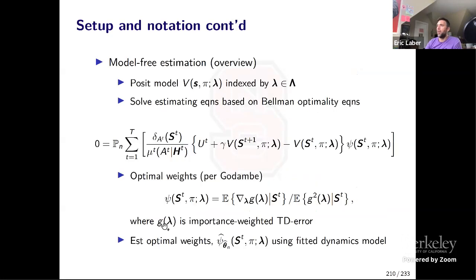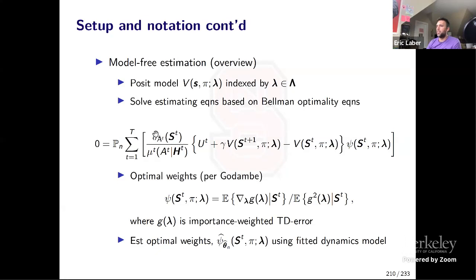Okay. In terms of model-free estimation, here we're going to look at the value function. So we'll posit some kind of model for the value that's indexed by some parameter, say lambda. So that's a vector of parameters. And so for every pi, you would have a different lambda. And we solve estimating equations based on the Bellman optimality equation. So here, 0 is equal to the empirical expectation of the sum from t equals 1 to T of a point mass.